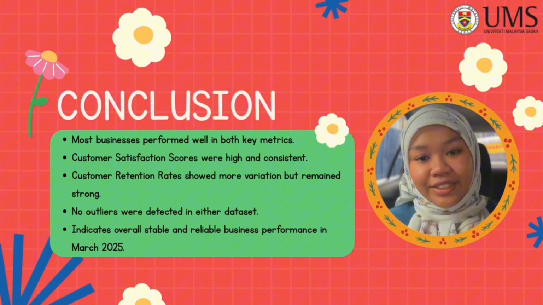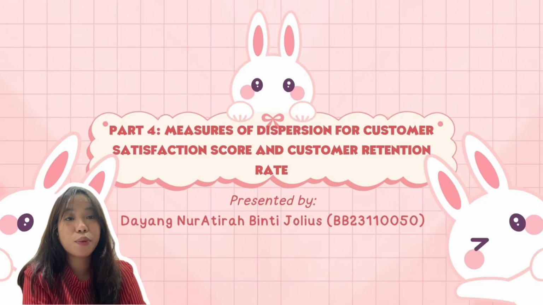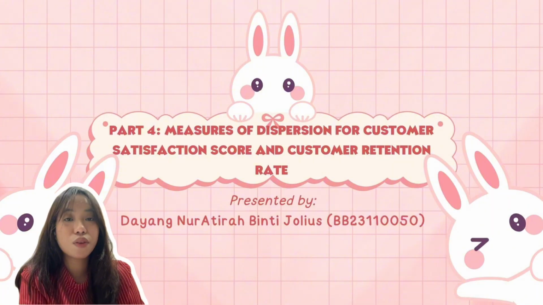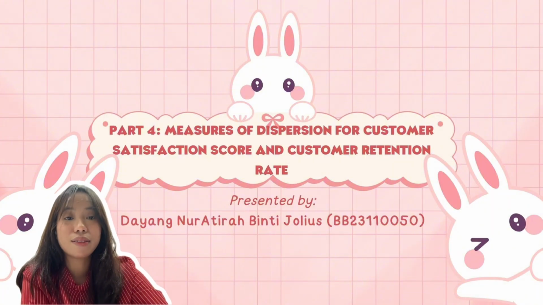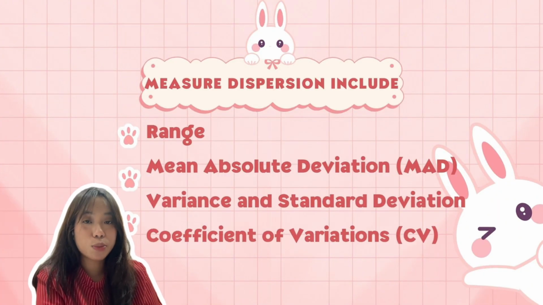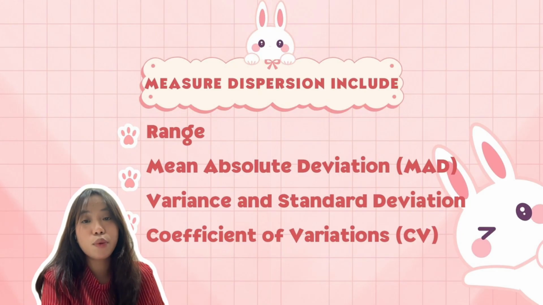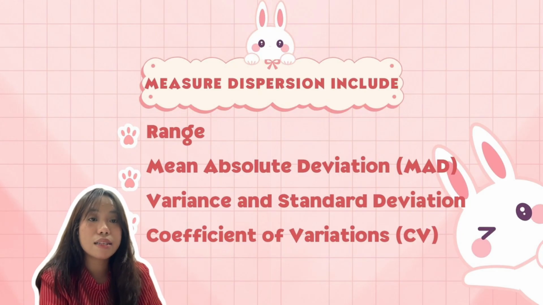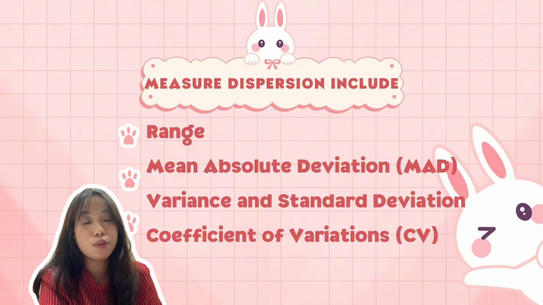no extreme deviations. Hello, so I'll be explaining part 4, measures of dispersion for customer satisfaction score and customer retention rate. We will look at our 4 main measures of dispersion. First, we have range, then we have mean absolute deviation, MAD, then we have variance and standard deviation, and lastly is coefficient of variation, which is CV.